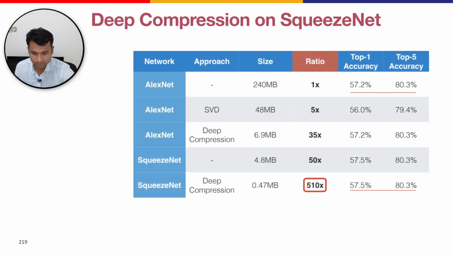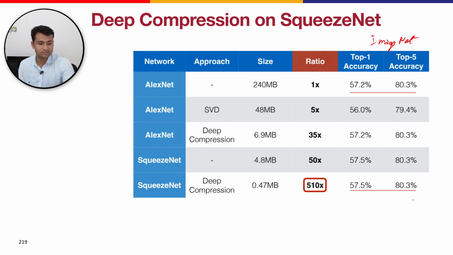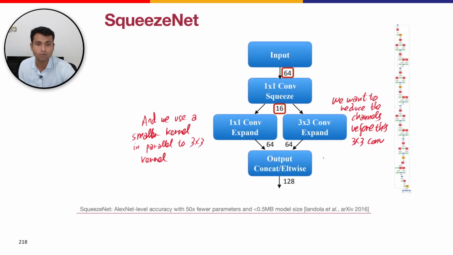And so you can see that in SqueezeNet, after doing the deep compression, the top 1 accuracy and top 5 accuracy on the ImageNet dataset here is actually maintained, with the model being 510 times smaller. Alright, so it's just 0.47 MB. The original SqueezeNet is 4.8 MB, and after applying deep compression it is 0.47 MB. So this model in itself, without any deep compression, is already 50 times smaller. So yes, we can begin with a compact model to begin with.